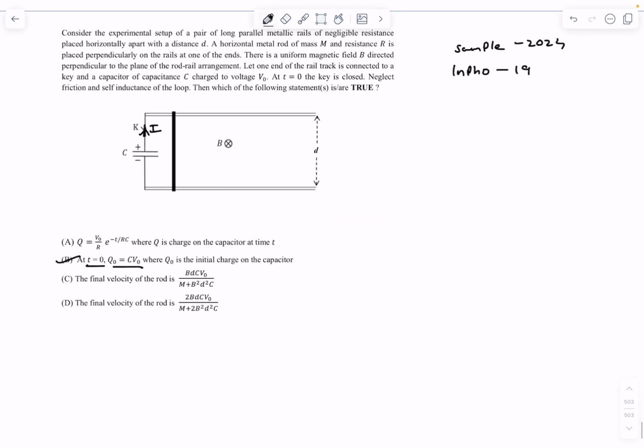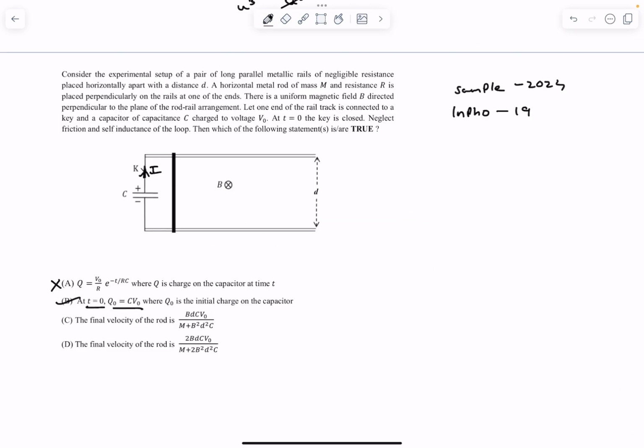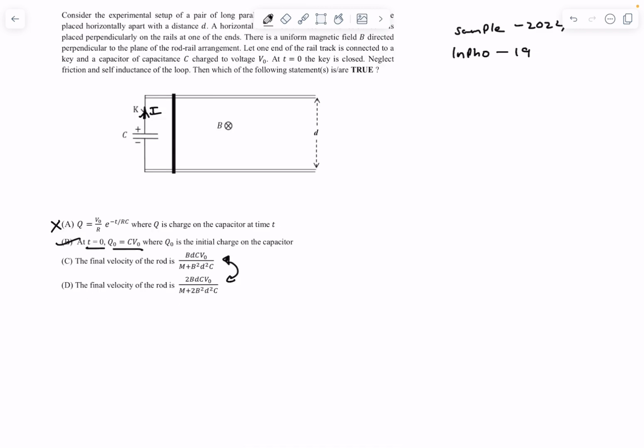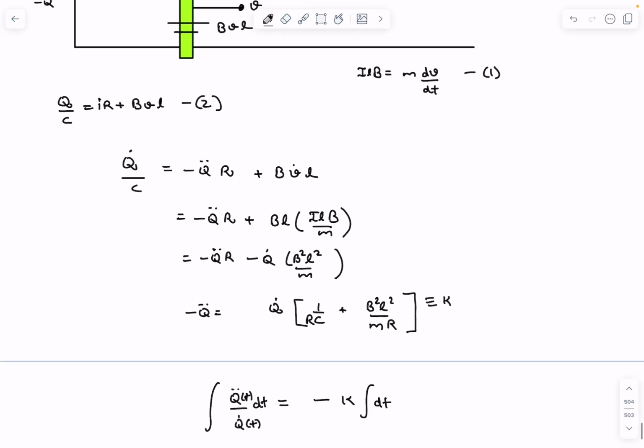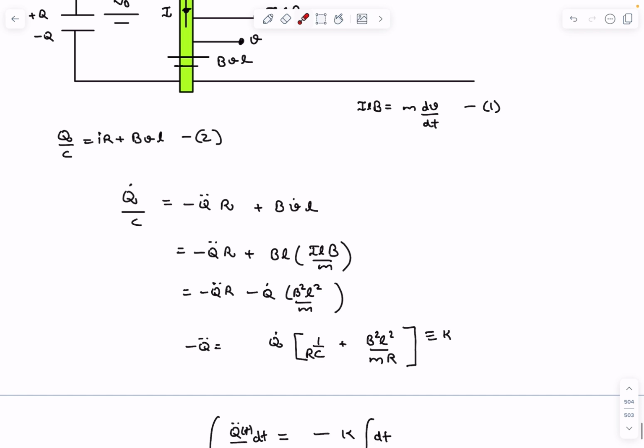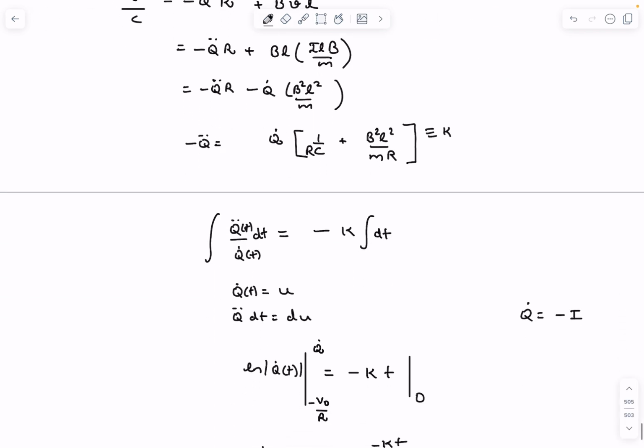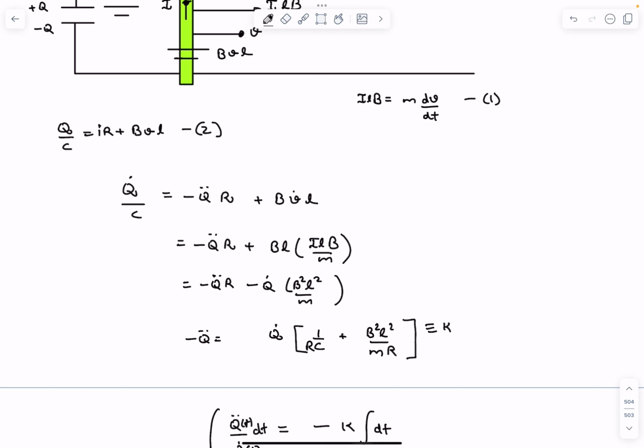So now if you look at option A, it is clearly wrong, even in terms of dimensions. So now we are more interested in finding the final velocity of the rod. For that, we'll go back to our velocity differential equation. So we know the value of I, right? I is minus q dot. So minus q dot will be V0 by R e to the power minus kt, times L into B, equals m dv by dt.